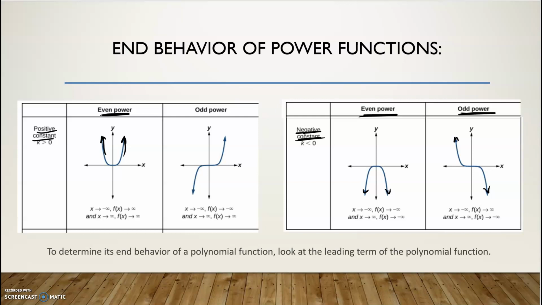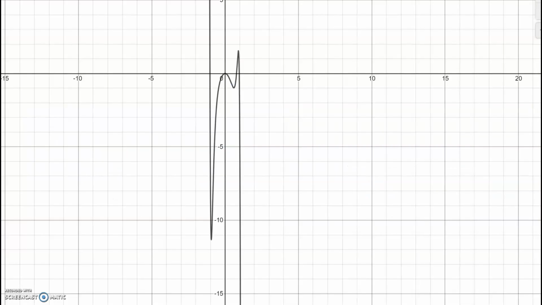Okay, so let's look at the graph of this one as well. Notice as x goes to negative infinity, our function is going upwards to positive infinity. As x goes to positive infinity, our function goes down towards negative infinity.